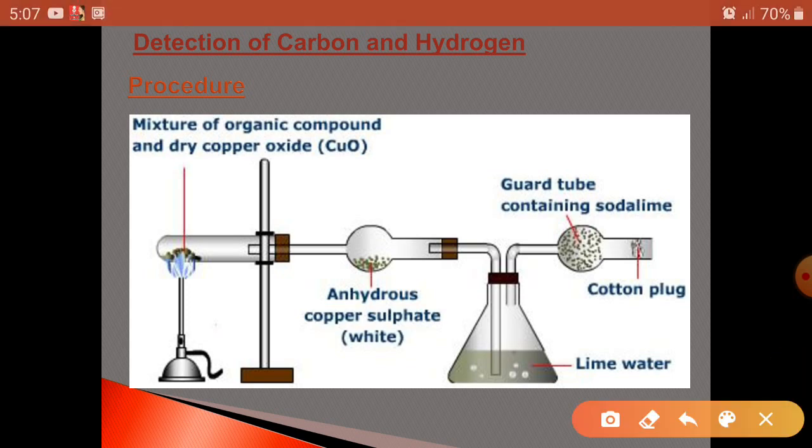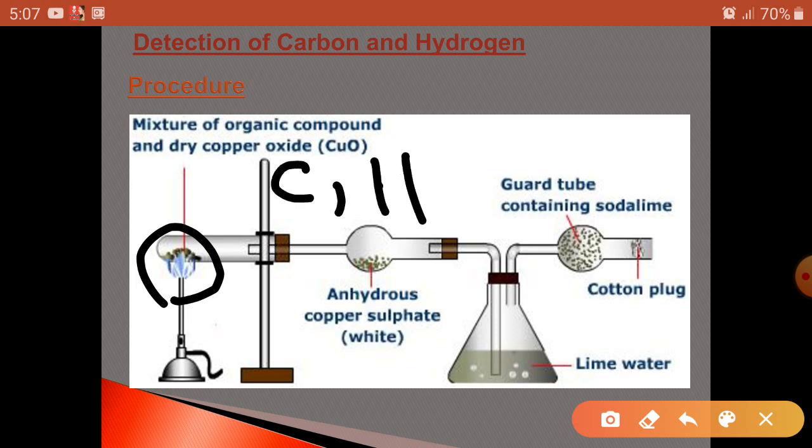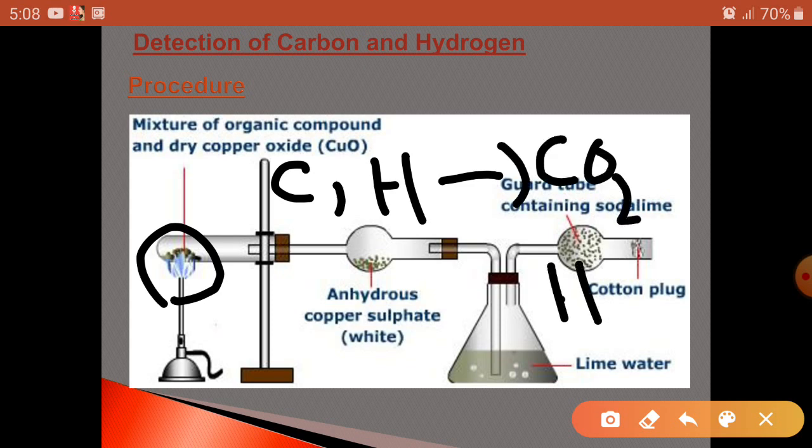A small amount of organic compound is taken in a test tube. It reacts with cupric oxide when these organic compounds contain carbon and hydrogen. It is converted into carbon dioxide and water respectively. Carbon is oxidized to carbon dioxide and hydrogen is oxidized to water.